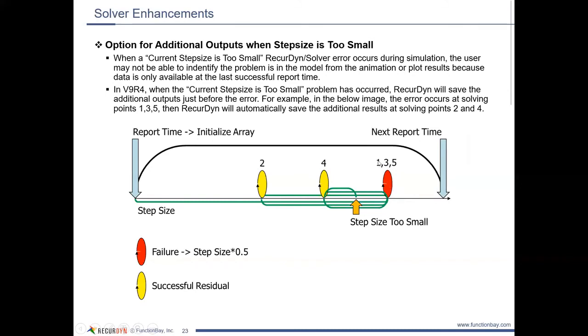So then what RecurDyn does is that if it can't converge within a specified number of iterations, it will cut the step size in half. And then it will try to converge again. In this case, it cut the step size in half and it converged just fine. So then it's like, okay, I took this size of step, it converged, I'll take another step of that same size. And this is try number 3.